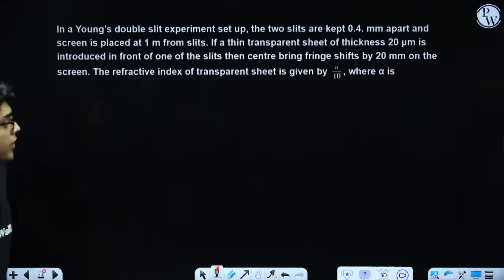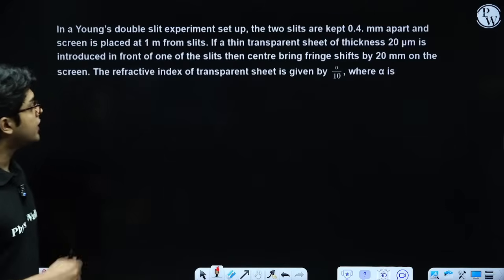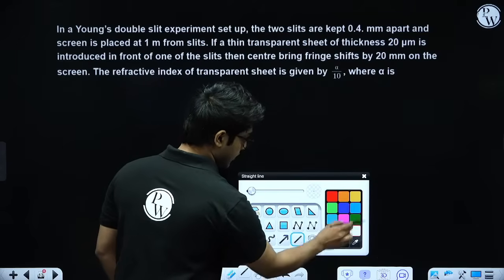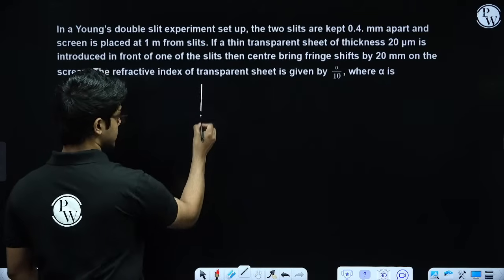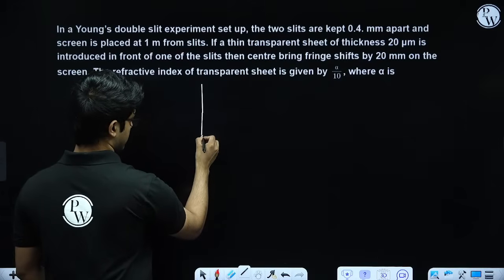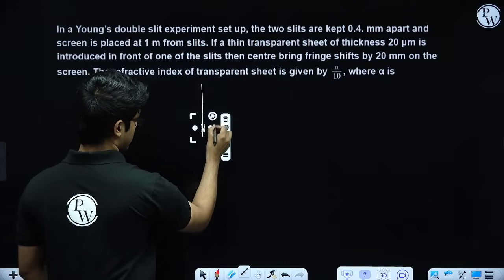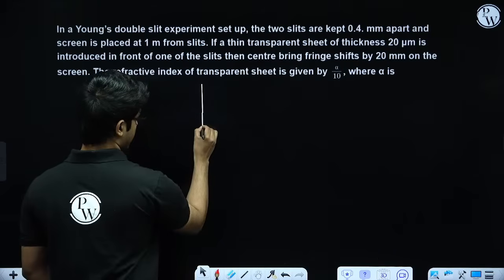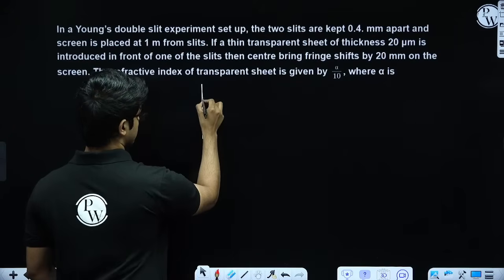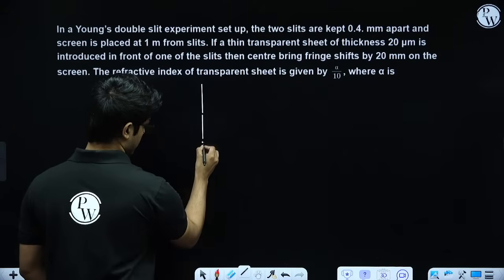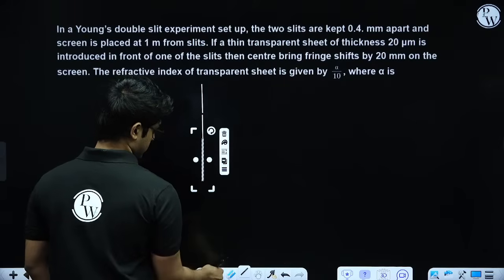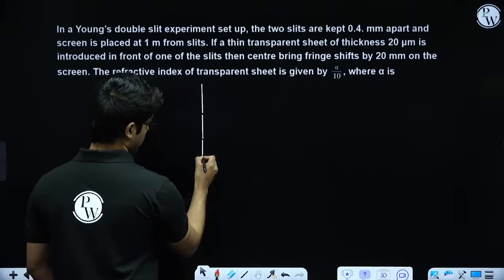Okay, so now we have a YDSE problem. Here we have the simple YDSE setup itself. This is a classic setup which we usually discuss in classrooms. Okay, so this is a YDSE problem.